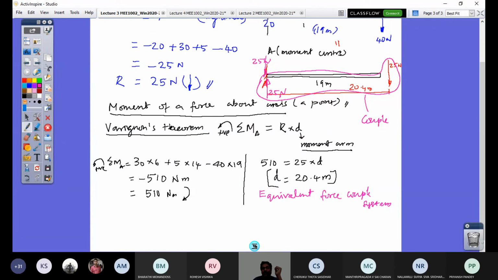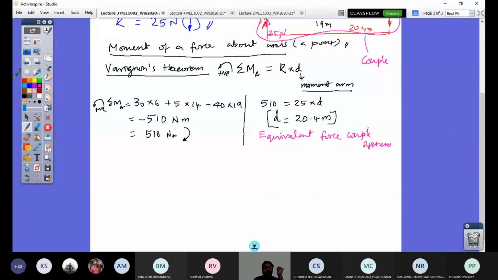Whenever you have such a problem, which is not a concurrent system of forces, you have a parallel system of forces in this case, and the member where the forces are acting is constrained. So you are making this fixed at A. I can represent my entire resultant of this problem as 25 Newton acting at point A downward, with the equivalent couple.